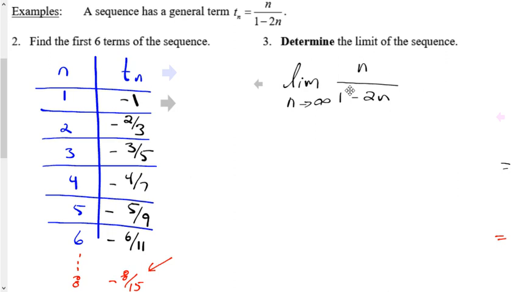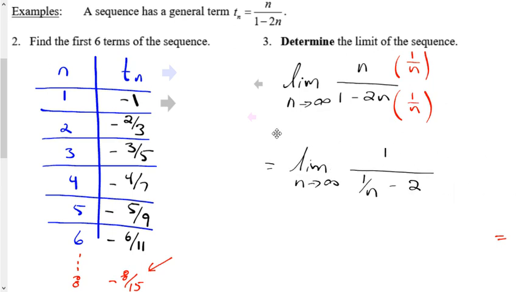Suppose I was to take this general term and multiply both the numerator and denominator by 1 over n. Why would I want to do that? Well, observe what happens. If I multiply n times 1 over n, I get this 1. If I multiply this 1 times 1 over n, I get 1 over n. And negative 2n times 1 over n gives me a negative 2. Well, how is that useful, you ask? Well, I'm glad you asked that question.